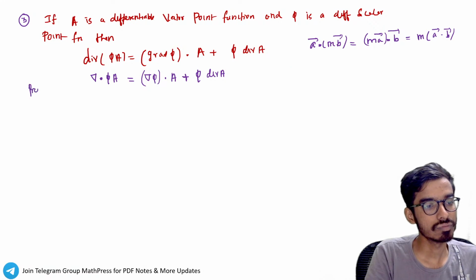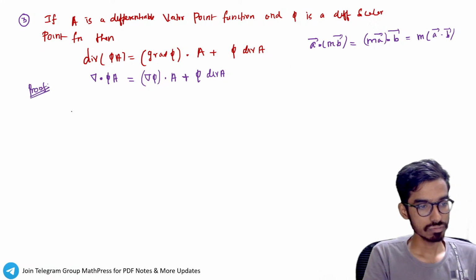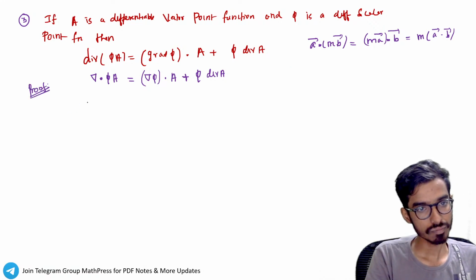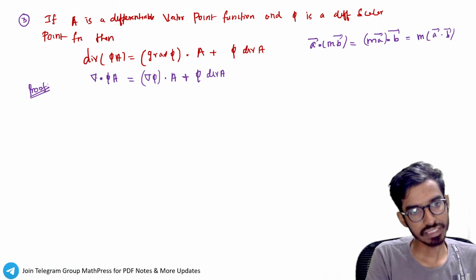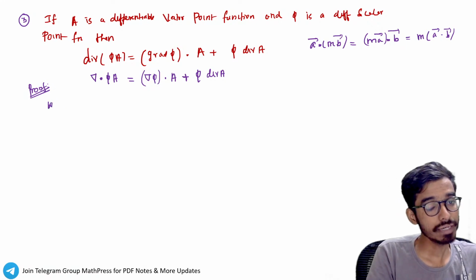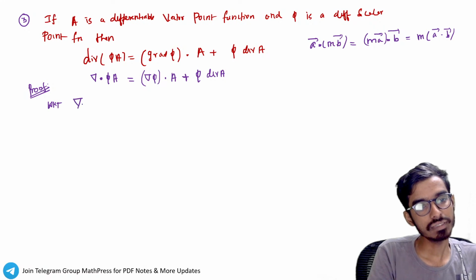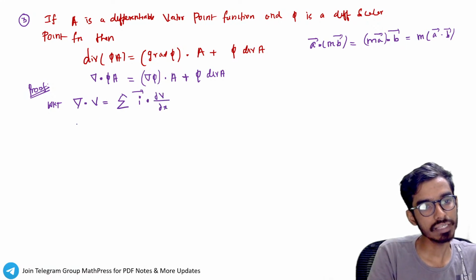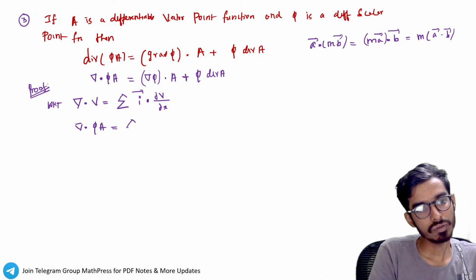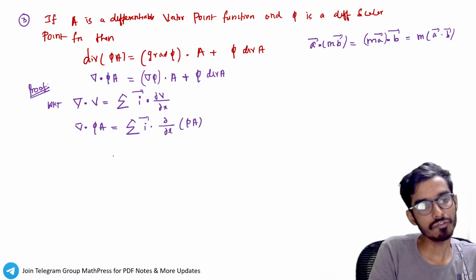So proof. We need to prove divergence of phi a. Now we know that divergence of b is summation i dot dou b by dou x, right? Now what about divergence of phi a? This will be summation i dot dou by dou x of phi a.